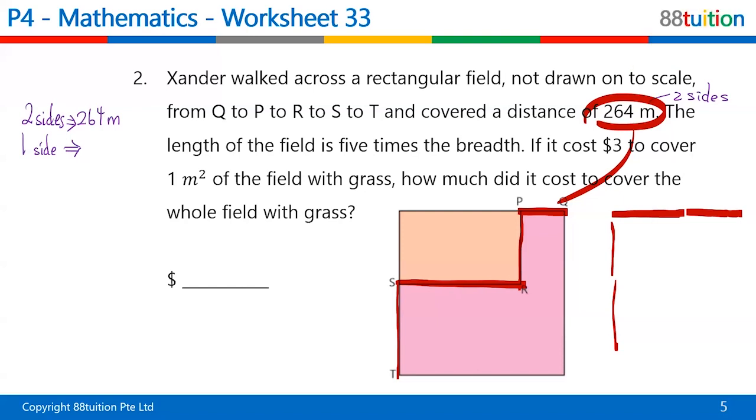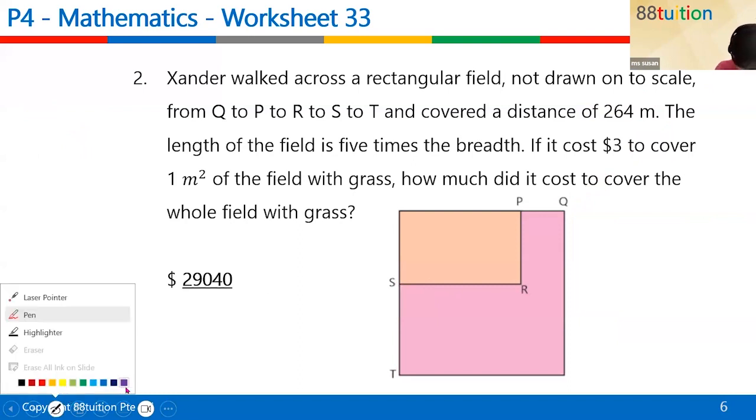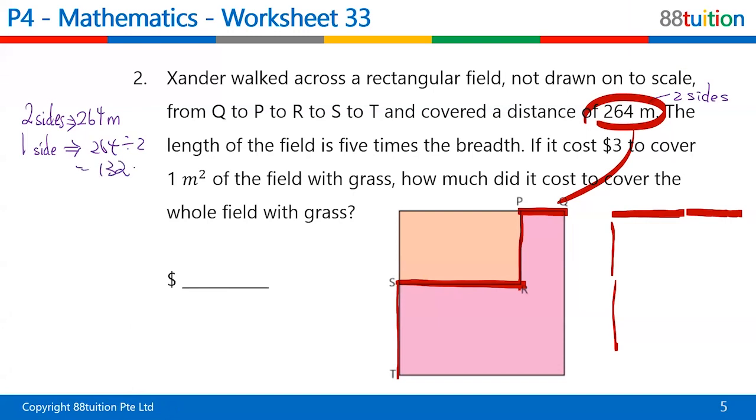Rizwan, can you? Yes, 264 divided by 2. Thank you. 264 can be divided by 2. 264 divided by 2 is 132 meters. Okay, so this is 132. And how 132 times 4? Why times 4? Why 132 times 4?